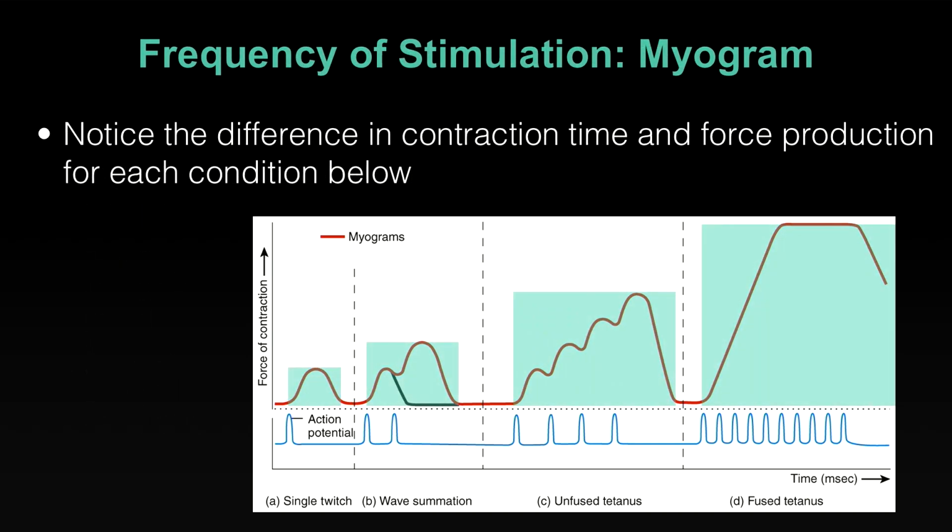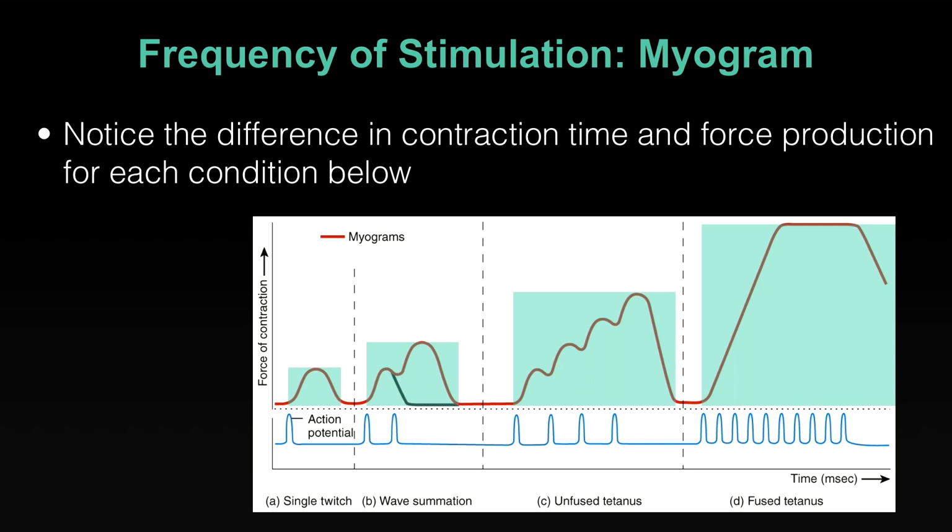So more and more calcium allows more cross bridges, allows more myosin binding, more power strokes, more force. To a point. So I'm showing you here the difference in the duration of contraction and the amplitude, which is the force. The size of these boxes is progressively larger, and notice in the fused tetanus example, it plateaus.